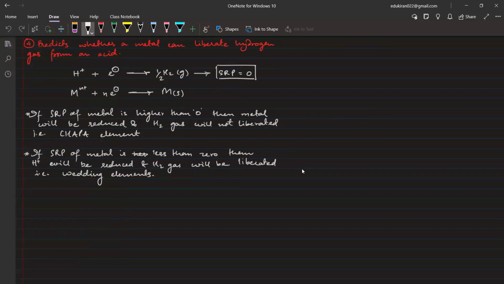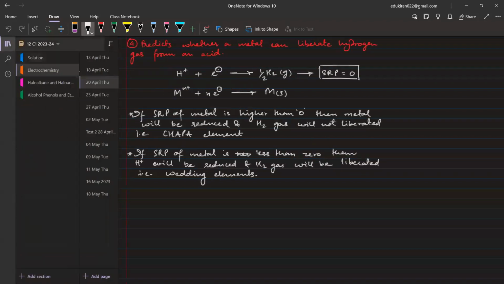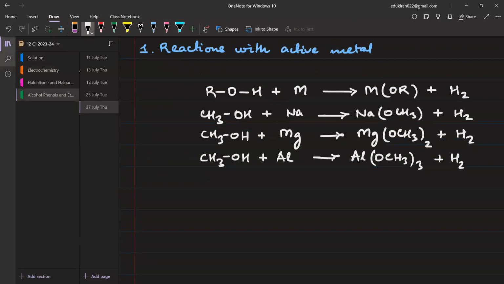So if you have the SRP of a metal, we call it an active metal. If the SRP of the metal is higher than hydrogen, then the metal will be reduced and H2 gas will not be liberated. Those elements will not liberate hydrogen gas when treated with acid. If the SRP of the metal is less than 0, then H+ will be reduced and H2 gas will be liberated. Those metals which can liberate hydrogen from acid are known as active metals.